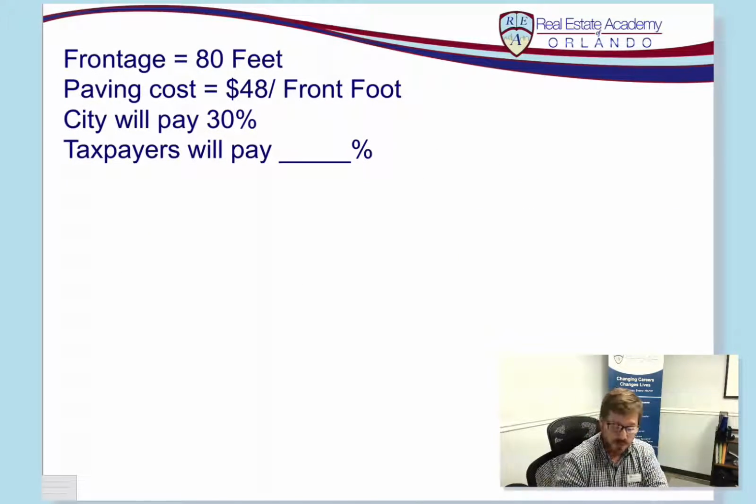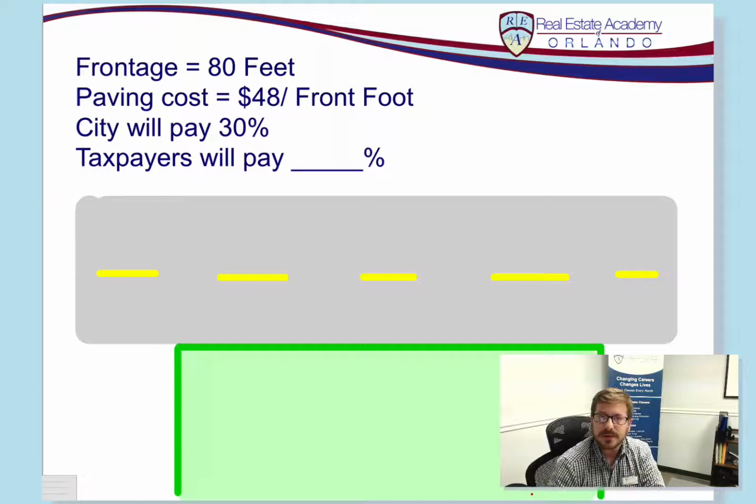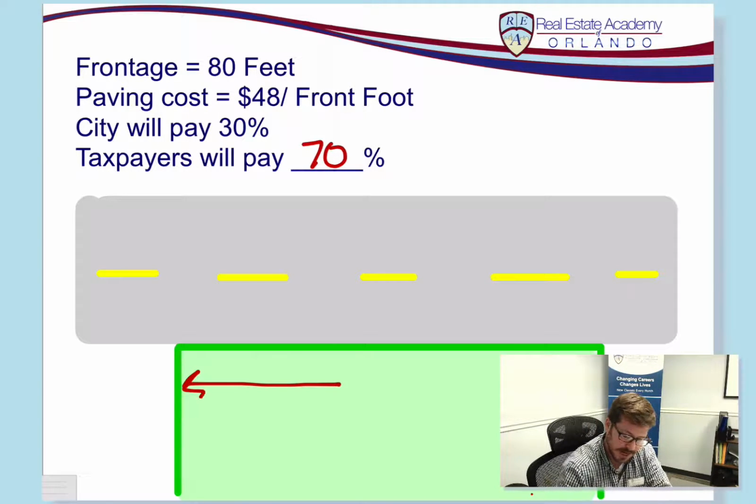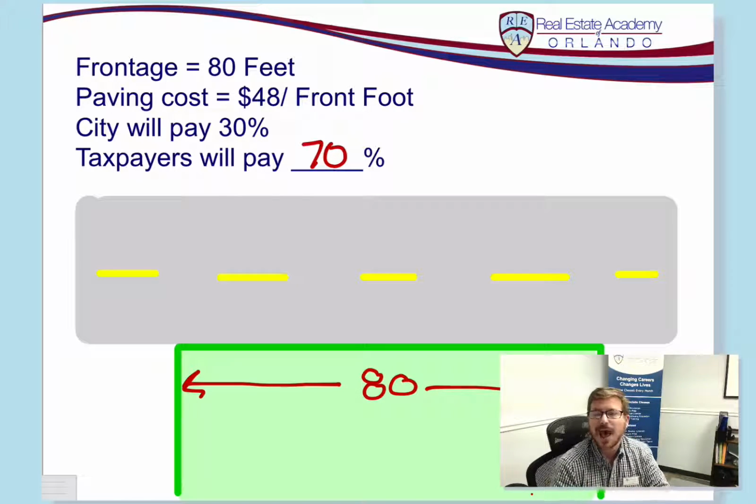All right, let's take a look at what that looks like here. So we've got some of the main points of the question here. Our frontage is 80 feet. That's how wide our property is. The paving cost is $48 per front foot. The city will pay 30%. So that means that the taxpayers will pay 70%. Now we can also look at our example here. We've got the street, we've got our piece of property. Now our property here is 80 feet wide. This is what we're talking about specifically when we talk about our frontage. How wide is the front of our property?